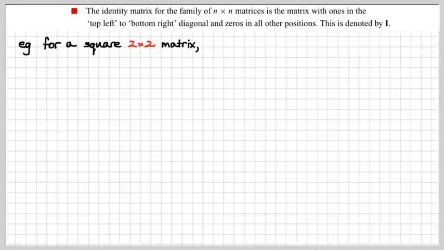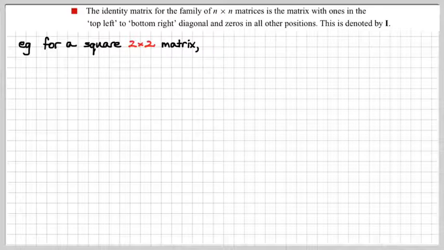Now, what have I got here for you? The identity, oh yes, the dear old identity matrix. The identity matrix for the family of n by n, in other words square matrices, is the matrix with ones in the top left to bottom right diagonal and zeros in all other positions. This is denoted by I, the identity matrix.